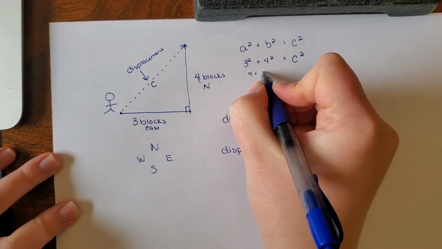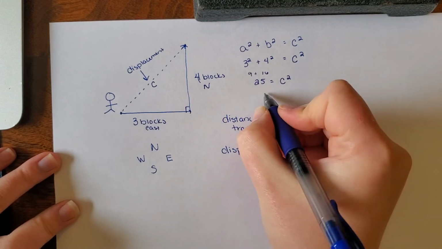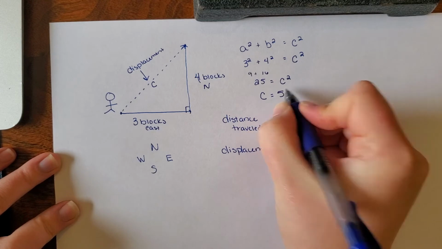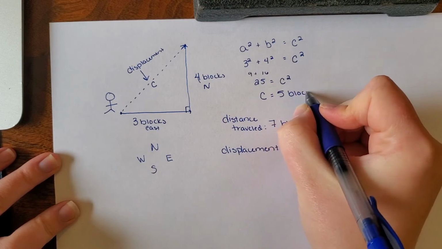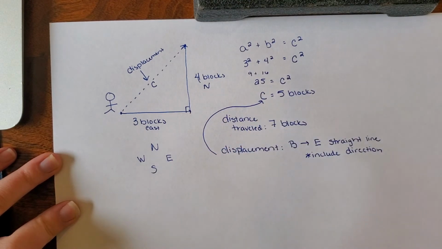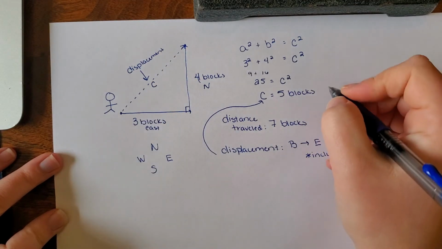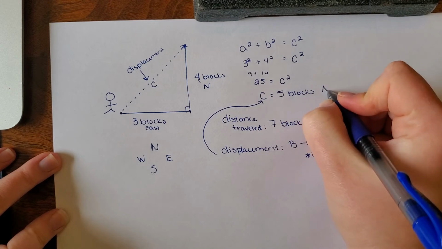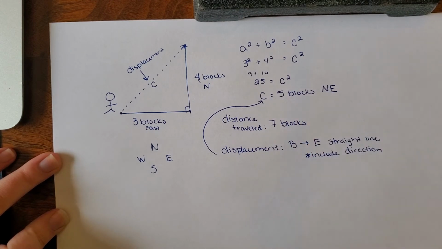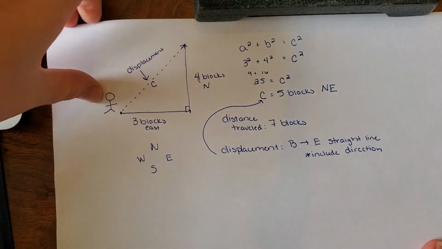So we've got 9 plus 16, which is 25. So 25 equals c squared, which means c has to equal 5 blocks. And so c is your displacement in this case. And because you traveled both east and north, I would say that my displacement is 5 blocks northeast. Now you could figure out exactly how far north of east it is, but we're not going to get that complicated.